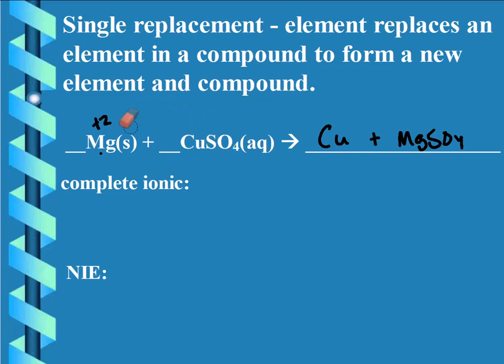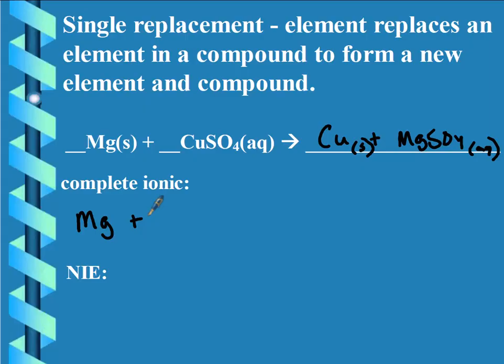For the complete ionic, we're going to break apart anything that was soluble, just like we did previously. Copper is by itself, so that's going to be a solid, and then all sulfates are soluble. Magnesium was not one of the exceptions. So magnesium is a solid, so it doesn't get a charge.